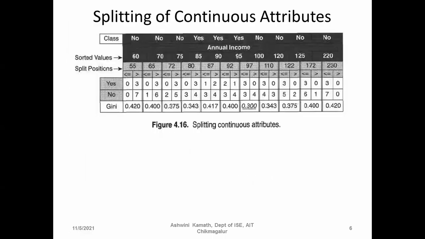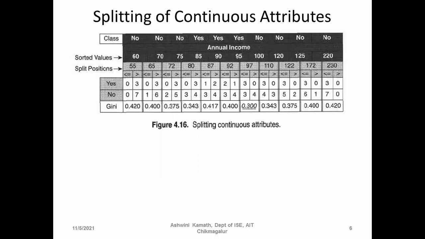Okay. Next we'll discuss splitting of continuous attributes. So consider this example. We have class type no and yes in the first row. Then we have annual income, which is sorted. The sorted values are 60, 70, 75, 85, 90, 95, 100, 120, 125 and 220. This is the sorted value for annual income.